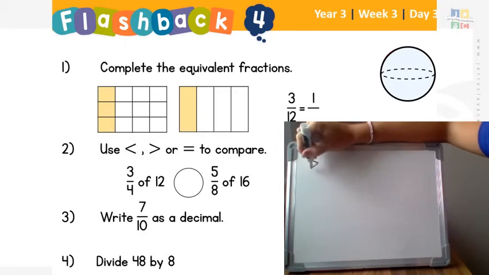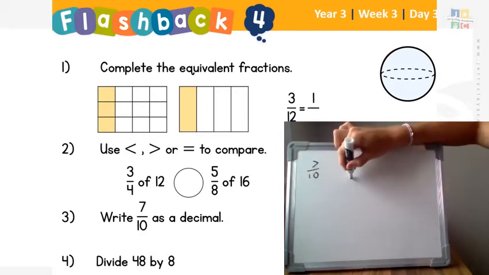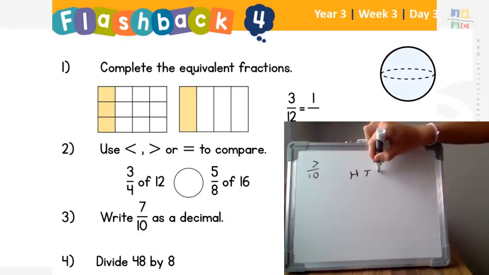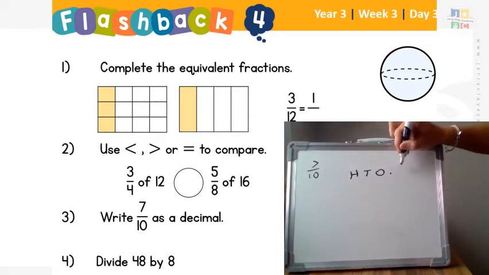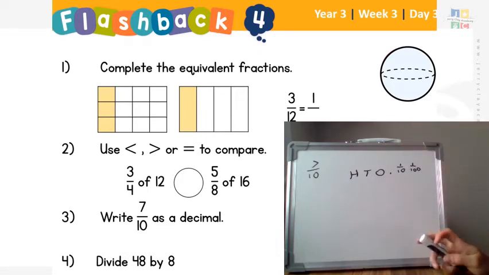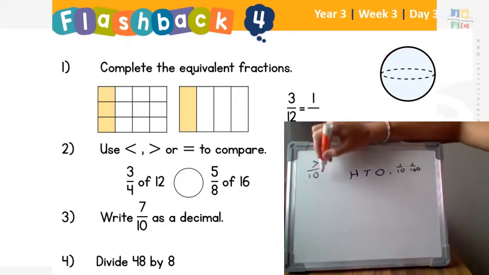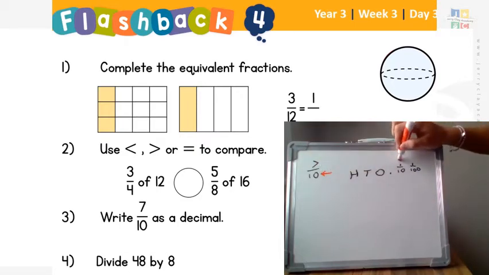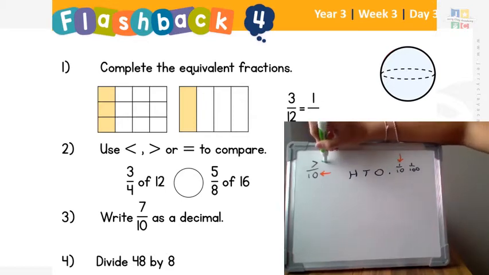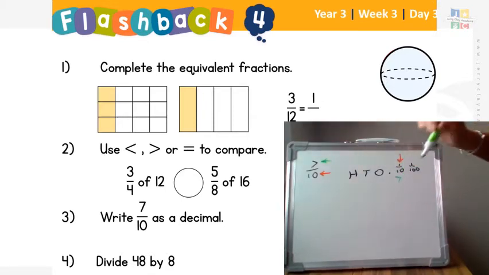Okay, question 3. Write 7/10 as a decimal. So again, we're going to need to write our columns. Hundreds, tens, ones, our decimal point, and remember our tenths, and you can always write your hundredths after. So if I'm writing 7/10, I'm going to be in my tenths column. So I need to look in my tenths column. I need to now look at my numerator. My numerator says 7. So 7 is going to be in the tenths column.